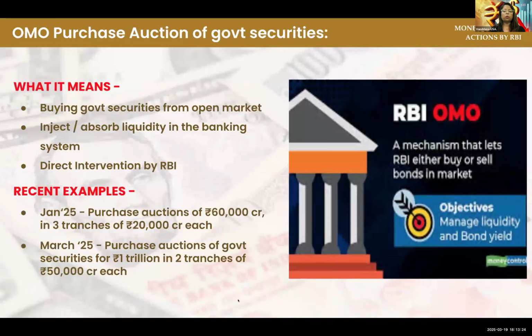Another policy is an open market operation, which is a purchase auction of government securities by RBI. By purchasing government securities, the RBI provides the banks with additional funds, enhancing the capacity to lend and support the economic activity. Example, in Jan 25, RBI conducted purchase auctions of 60,000 crore in 3 tranches of 20,000 crore each. Over to Archana for more.